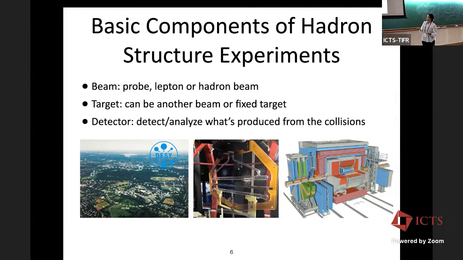So we have an accelerator, which produces a beam as a probe, and we have a target. Here is an example of the target at Jefferson Lab, the polarized helium-3 target. And then the detector here. So let's discuss them one by one a little bit.